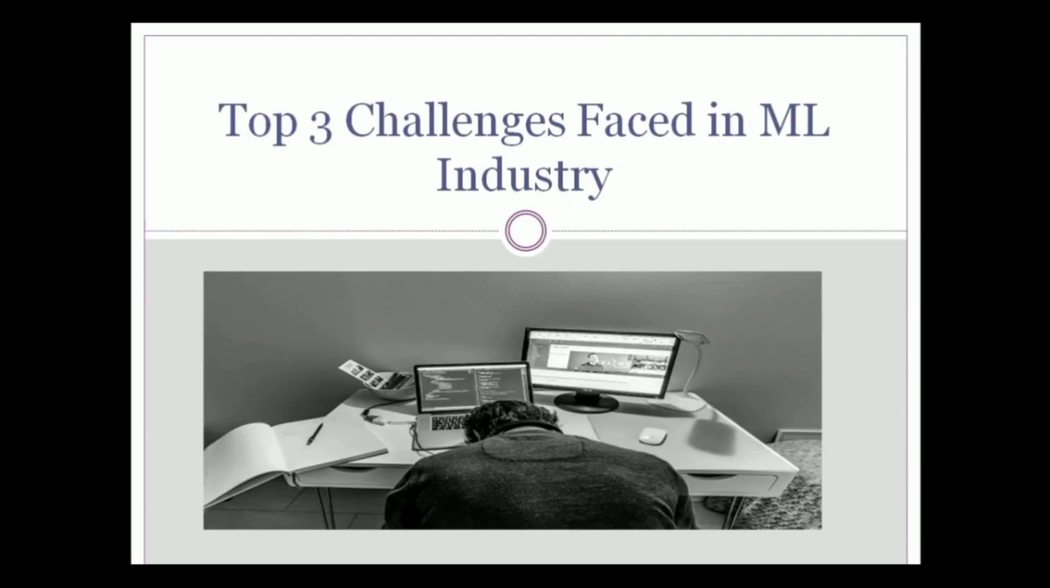Challenges faced in the ML industry. Nowadays machine learning is booming in the industry. There are different challenges faced by the developers whenever they are developing the machine learning code. We'll see one by one what the different challenges are, whenever they are fetching the data or executing different applications. So let us see one by one.